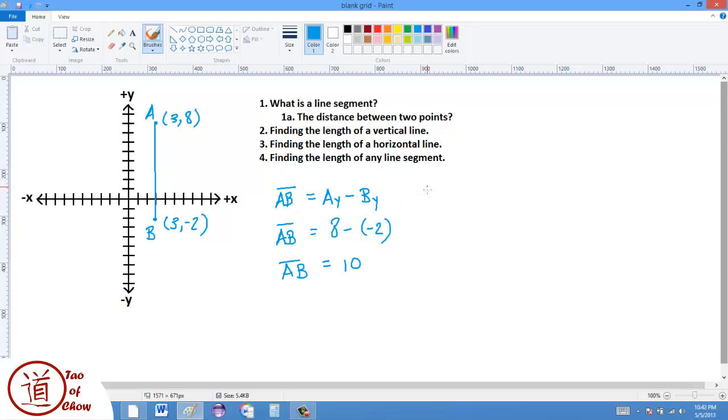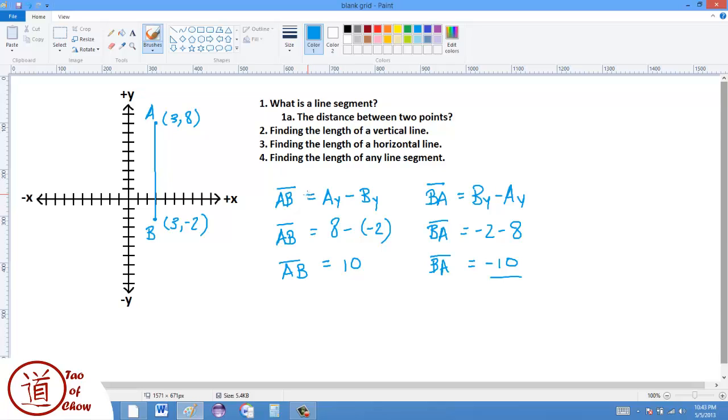Now, one of the things is it doesn't really matter, because if you measure A to B, it should be the same as B to A, and we'll see what happens here. We're going to modify our equation. So we've got B to A is equal to negative 2 minus 8. And from B to A, what we get is negative 10. However, a length of negative 10 doesn't seem to make any sense in a length situation.